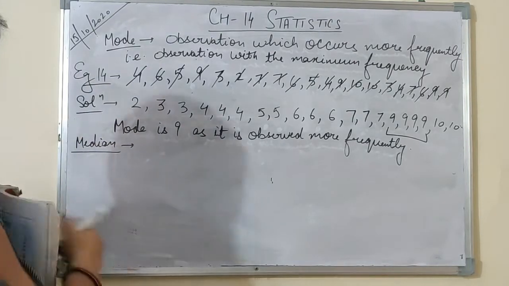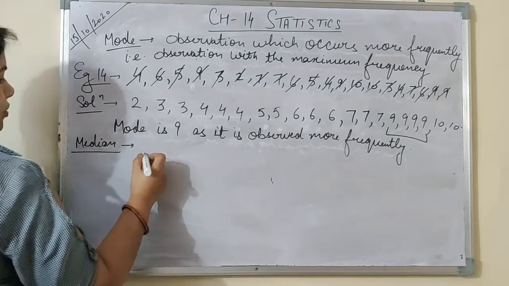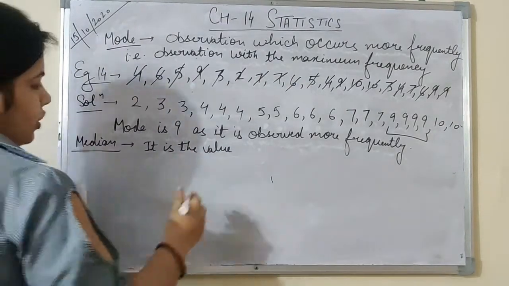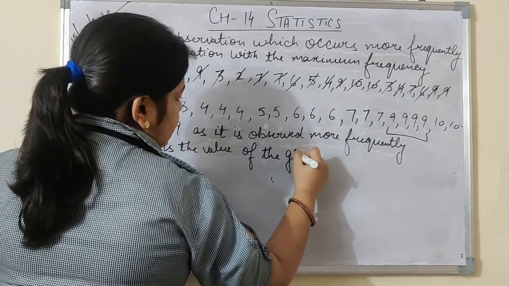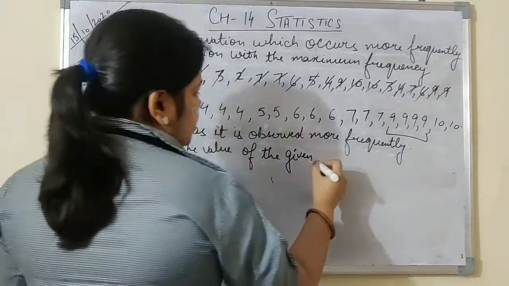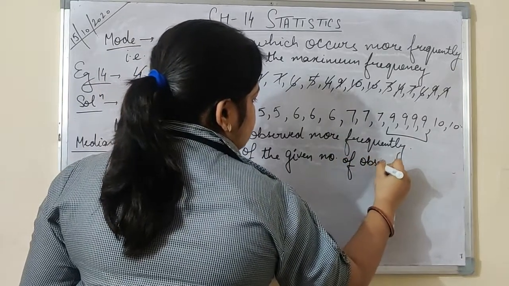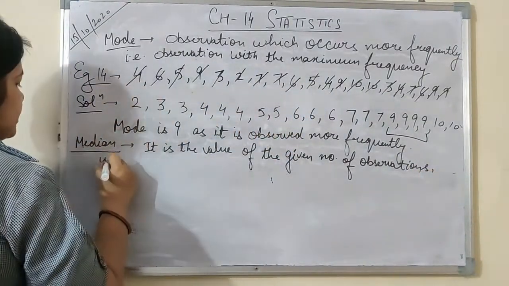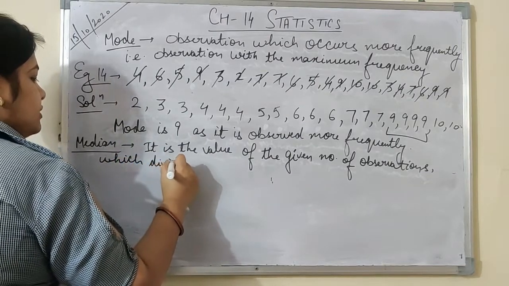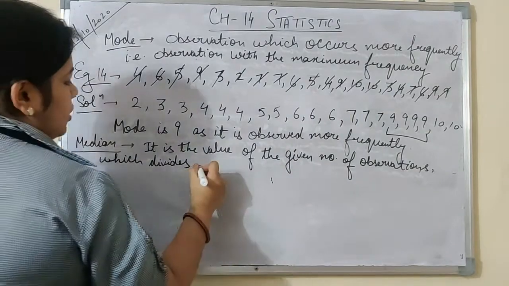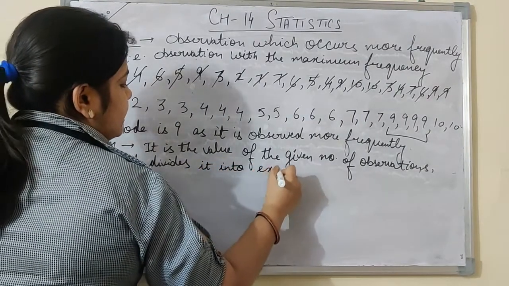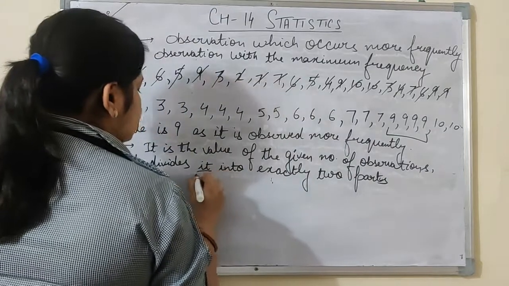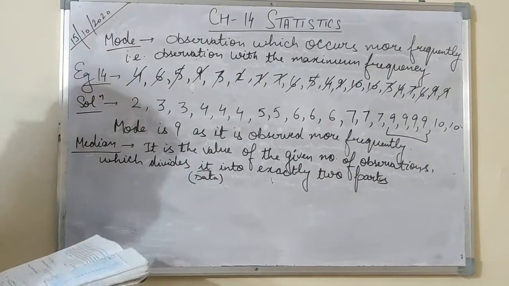Now we can say that median is the value of the given number of observations which divides it exactly into 2 parts, or you can say divides the data into 2 parts. Is this clear?